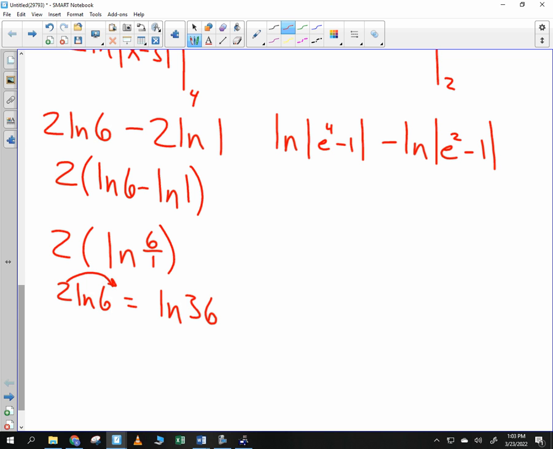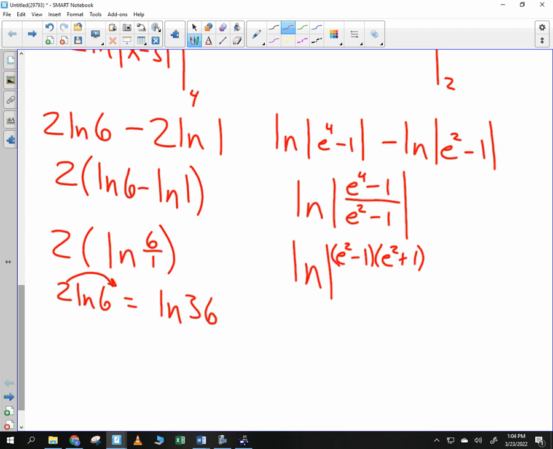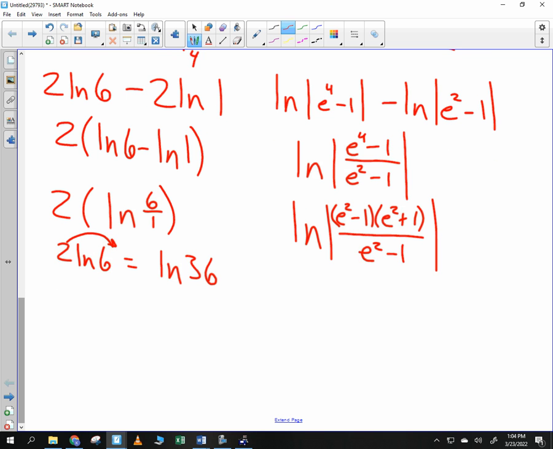What can you do if you're subtracting two logarithms? Write it as one divided by the other, correct? So this is not the way the answer would be expressed. They would go natural log of e to the 4th minus 1 over e to the 2nd minus 1. This is not how the answer would be expressed. Why? Because it factors. That's the difference of squares. Natural log of e squared minus 1 times e squared plus 1 over e squared minus 1. What happens? E squared minus 1's cancel, and so you're left with the natural log of e squared plus 1.